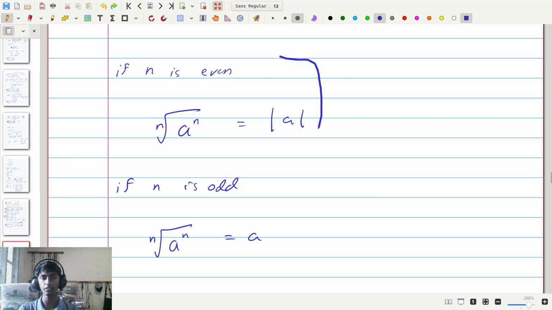And then we discussed what happens when you take the root of a power. If you have the nth root of an nth power where n is even, you get the absolute value of that certain value on the inside. However, if n is odd, the nth root of a to the nth is going to give us back directly a.